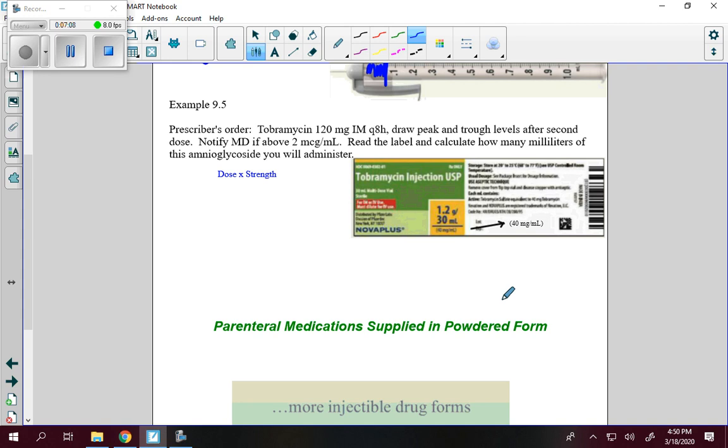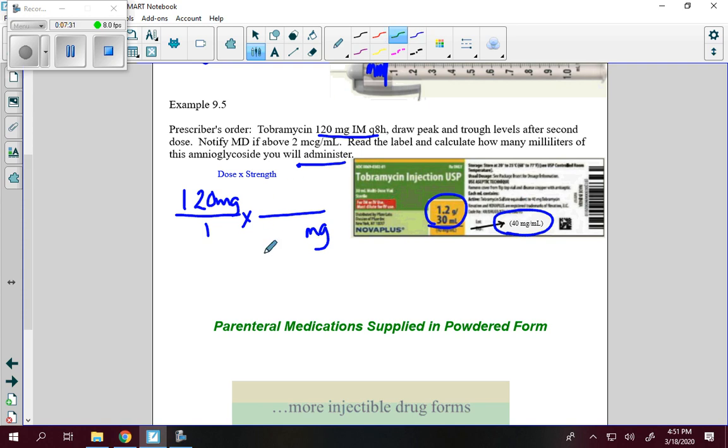Okay, so you still want to do dose times strength. It gives you a lot of information, but you're still administering it. So the dose is 120 milligrams every 8 hours, times my strength, and my strength is here. I could use that, however, that's in milligrams, so I would rather use the one under it that they gave me, which is 40 milligrams per milliliter. When I cancel that out, I get 3 milliliters. And that is my answer.